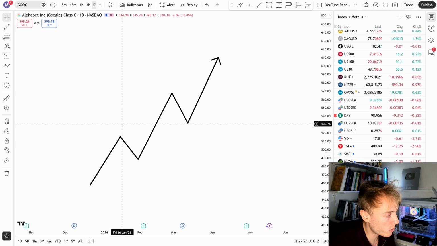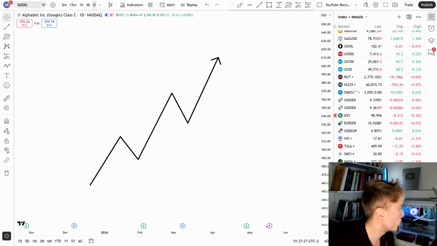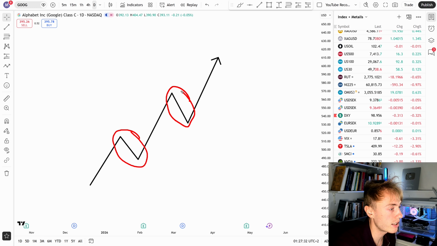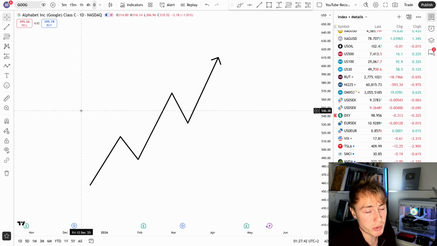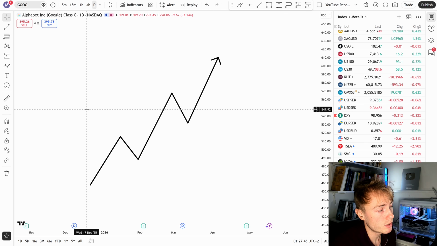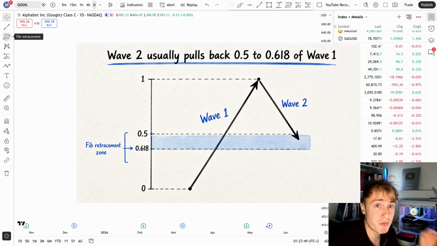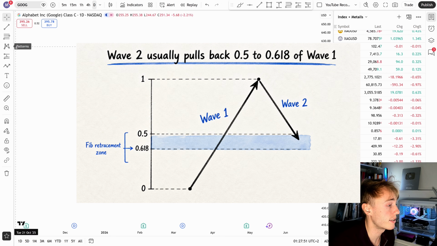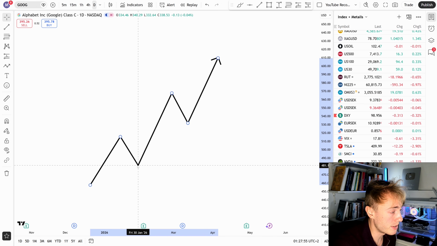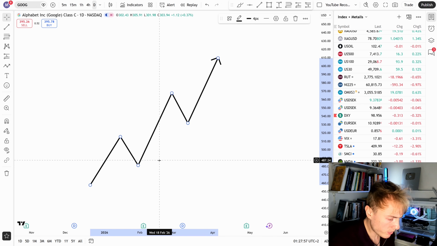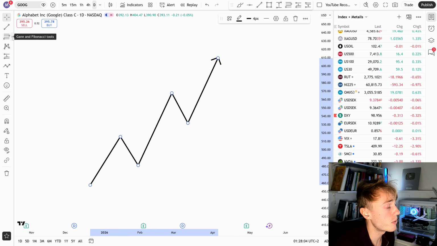And what we now want to focus on are the pullbacks. And remember, this right here is the first pullback and this right here is the second pullback. And remember the rules. For wave 2, this one usually pulls back to around 0.5 to 0.618. So this one should probably be a little bit deeper here. And now you might wonder, you might not even know what I mean by 0.5 to 0.618. Well, these are Fibonacci numbers.